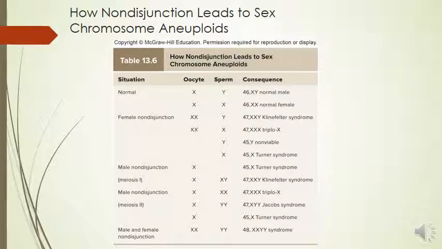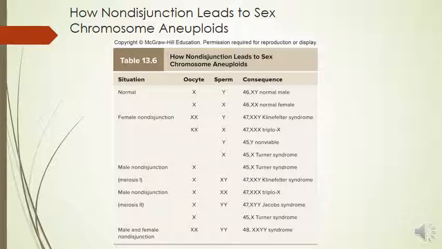This is a slide showing how non-disjunction can lead to sex chromosome aneuploids. Here we have a normal male, 46XY, and a normal female, 46XX. The consequences of female non-disjunction are that babies could be born 47XXY Klinefelter, 47XXX triplo X, 45Y, which is non-viable, 45X, which is Turner syndrome, or in the case of male non-disjunction, we would get different results if the non-disjunction took place in meiotic division number 1 or meiotic division number 2.